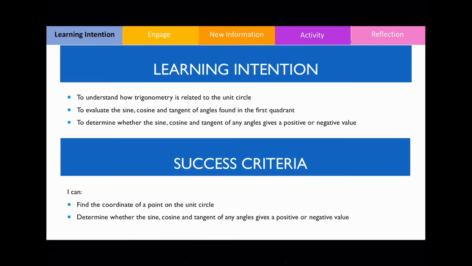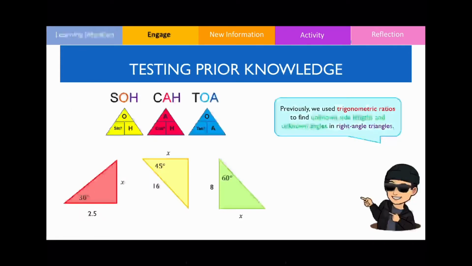And lastly, we're going to then determine whether the sine, cosine, and tangent of any other angles that are outside of the first quadrant give you a positive or a negative answer. So the very first thing that we're going to look at is to quickly review what trigonometry is. Previously, during our first semester, when we looked at trigonometry, we were mainly working with right angle triangles, and we used trigonometry to solve for the unknown side lengths as well as the unknown angles inside of a right angle triangle.